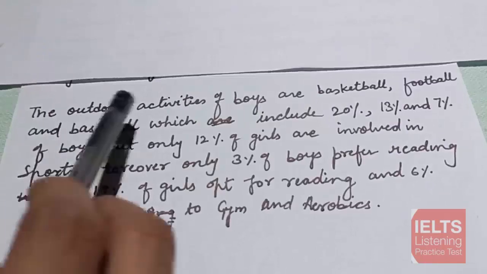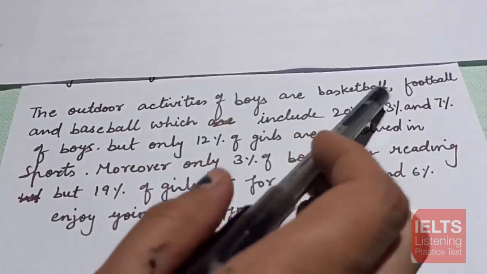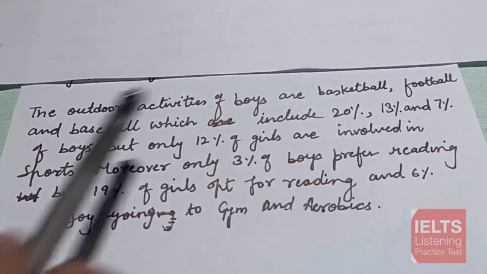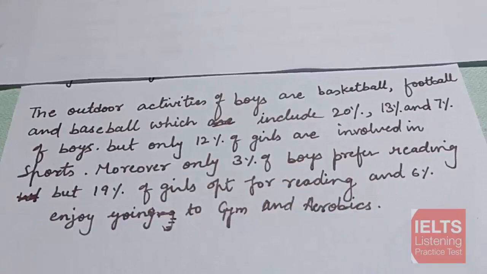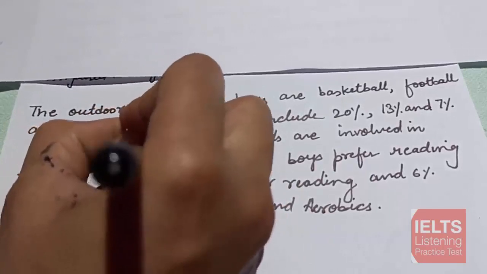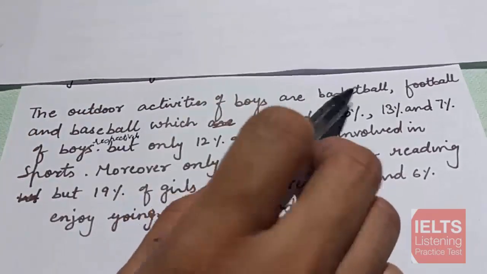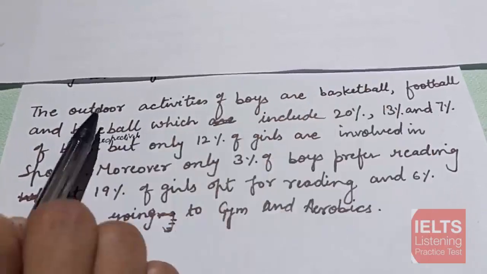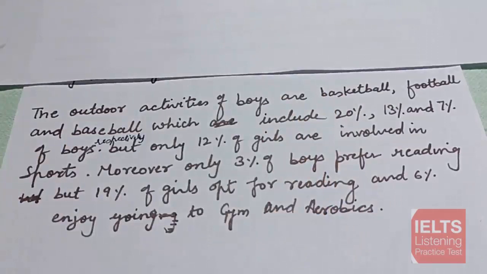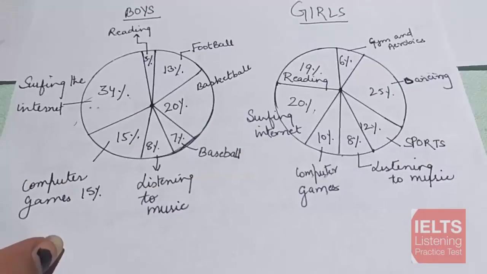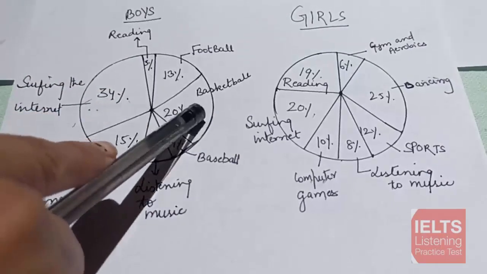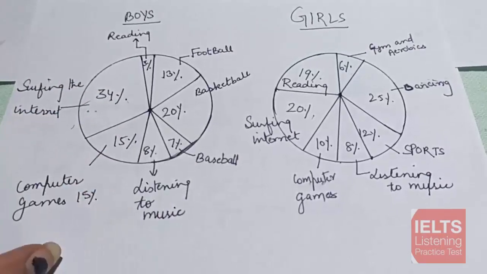So lastly, the outdoor activities of boys are basketball, football and baseball, which include 20%, 13% and 7% of boys respectively. That means 20% for basketball, 13% for football and 7% for baseball. That's why we have written respectively here. So you can see that outdoor activities means playing games. 13% football, 20% basketball and 7% baseball.